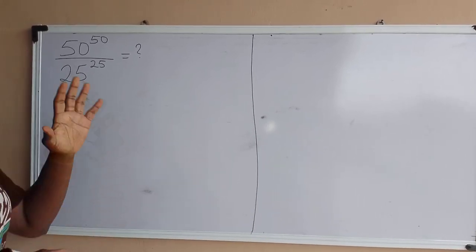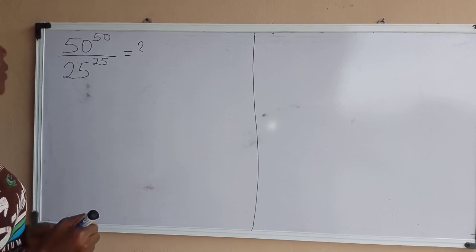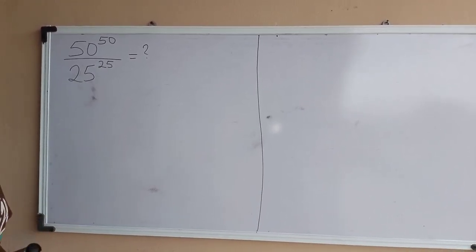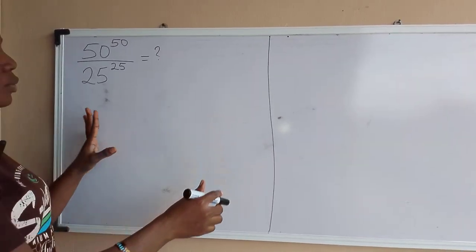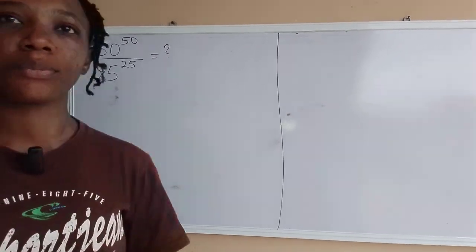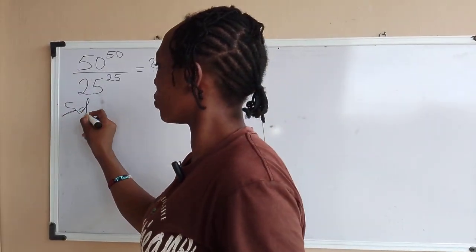Okay, so we have this Olympiad maths again. We have 50 to the power of 50 all over 25 to the power of 25. There are two methods to solving this, and we are going to arrive at the same answer. So, in solving this, let's start. Solution.